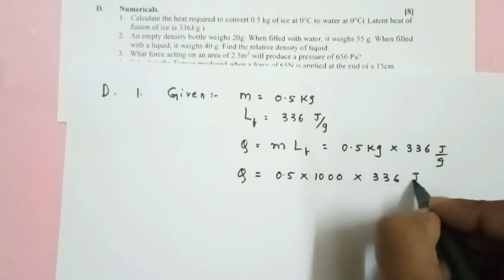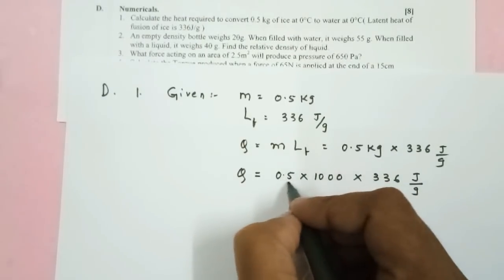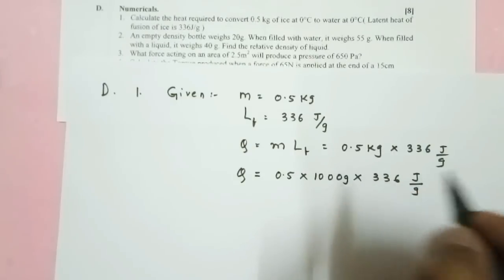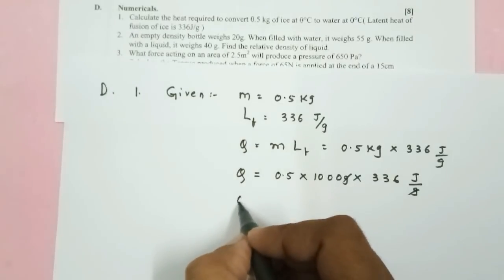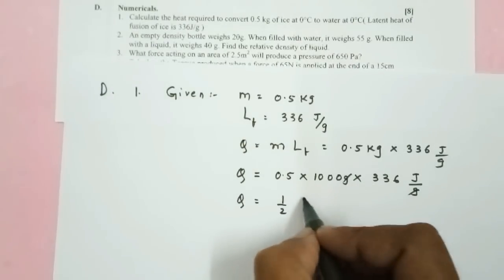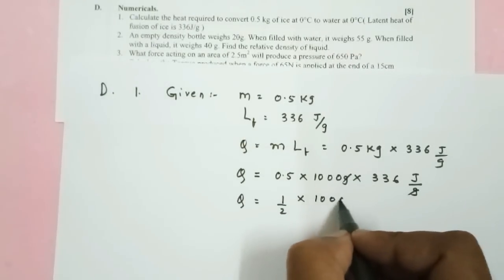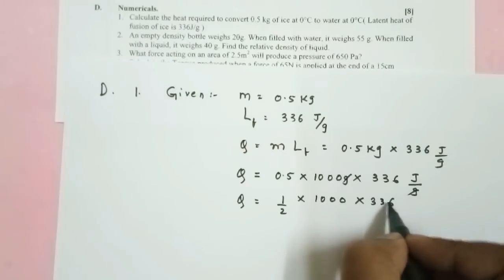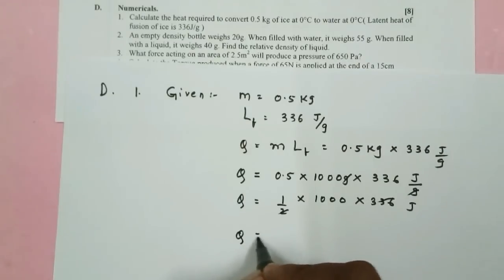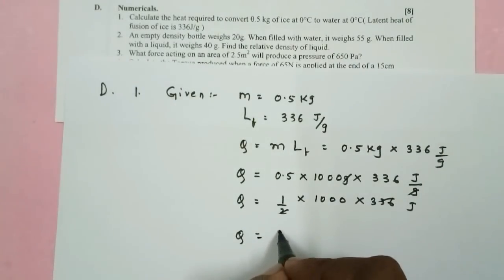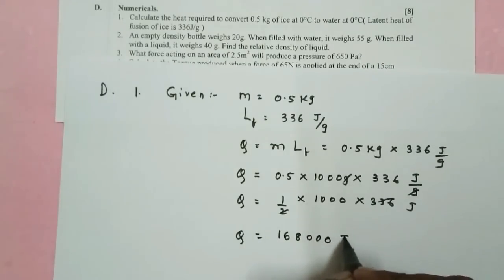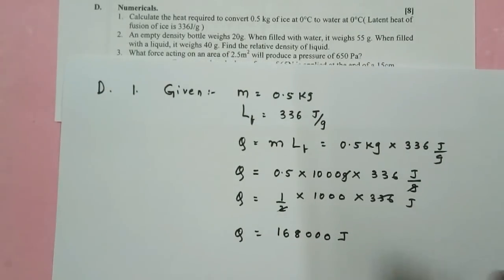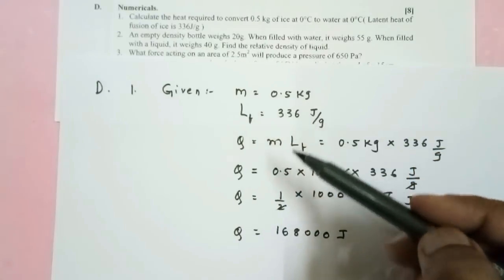336 joule per gram. Now this 0.5 into 1000, this is gram, so gram and gram get cancelled. This can also be written as half into 1000 into 336 joule. So Q is equal to 168, and 3 zeros at the back, joule. This is the answer. So look at the way I have done this one.